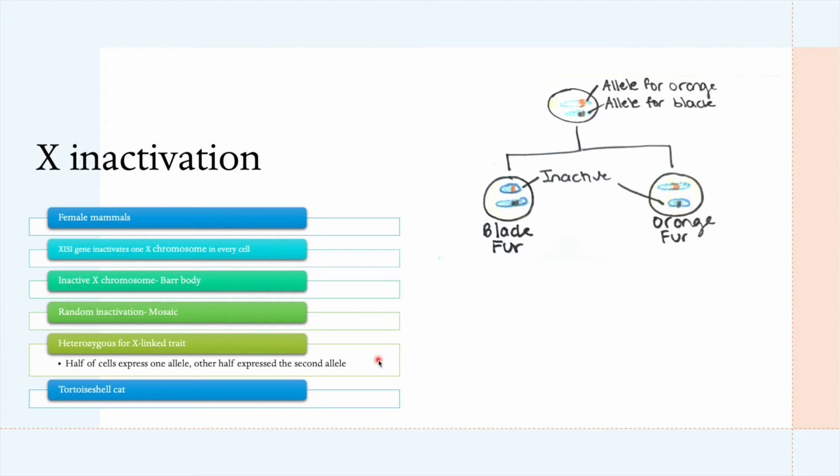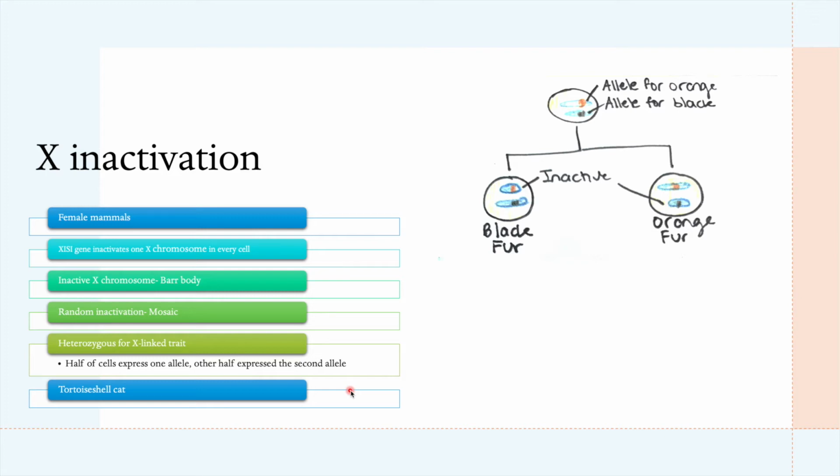For females heterozygous for a sex-linked trait, half her cells will express one allele and the other half will express the second allele. The bar bodies are reactivated in ovaries so that the gametes produced all have an activated X chromosome. A good example of X inactivation occurs in the tortoiseshell cat.